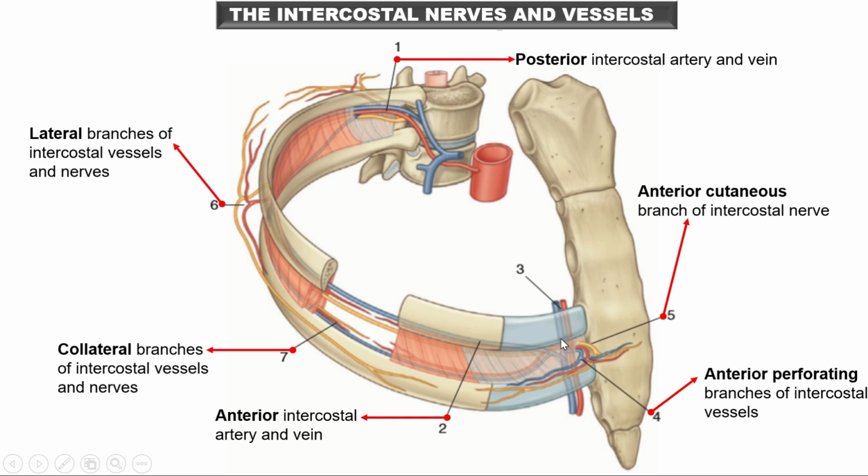So in summary, these are the relations, the details of these posterior intercostal arteries, the veins, nerve supply, arterial supply of the chest wall, and venous drainage of the chest wall. These are discussed in detail in another video, which you can also check out and enjoy that content as well.